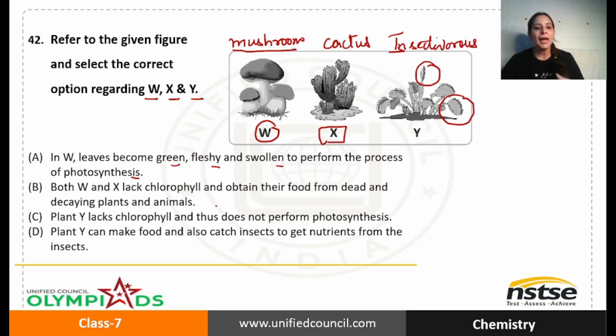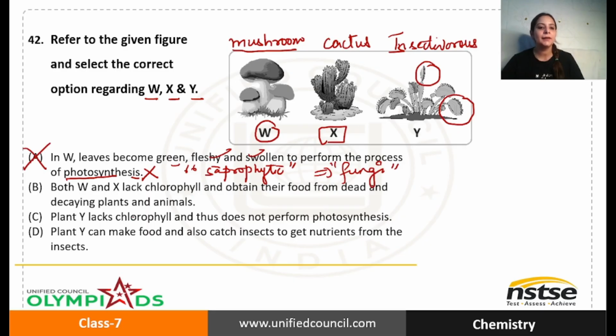Now it may happen that you are not aware whether it swells up or whether it is fleshy or not. But we know that mushroom doesn't perform the process of photosynthesis. The reason being, it is saprophytic in nutrition, that is, it feeds on dead and decaying body parts, because mushroom falls in the category of fungi and fungi shows saprophytic mode. So this is incorrect.